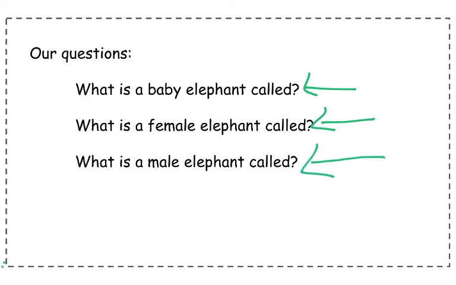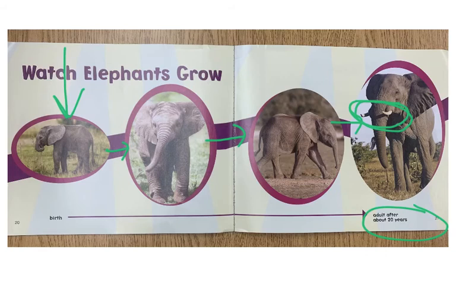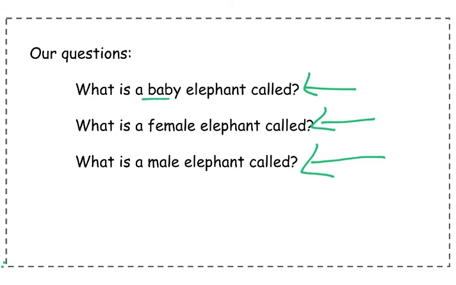Oh, let's go back for a second too. Something that's also interesting about elephants is that once a boy elephant, a male elephant, becomes older, getting towards being an adult, they actually leave the herd and they live by themselves. The females will stay together and they'll make a big herd, but the males go off and they have to make their own new family, or sometimes they end up just living by themselves. So that is something that's important. So we have to find out what a baby is called, a female and a male.